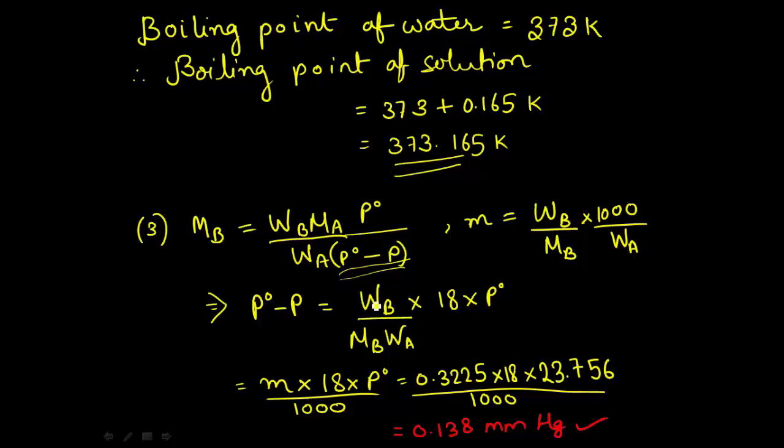equal to Wb upon MbWa into 18, 18 is nothing but the value of Ma, because the molar mass of water is 18, into P0. P0 value is given in the question, that's 23.756. So you can replace this term Wb upon Mb into Wa by molality upon 1000, because we have just found out the value of molality. Just put this, use your brain, use your calci, and you will get to the final answer.